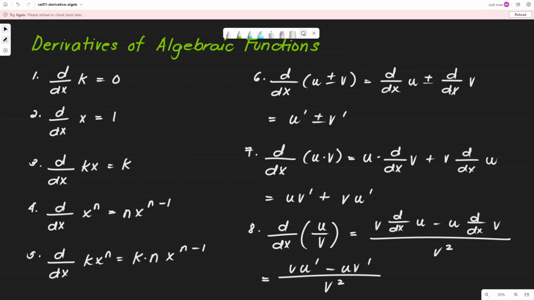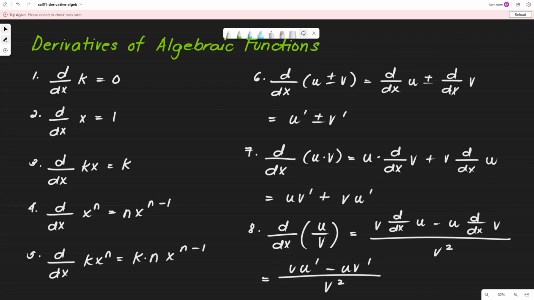Paano kapag functions na yung pinag-uusapan? Let's say I have two functions, u and v, and we are asked to find the derivative. First we have number 6, the derivative of u plus or minus v. This just wants to say na distributable yung ating derivative. So the derivative of u plus or minus v is equivalent to the derivative of u plus or minus the derivative of v, or simply u prime plus or minus v prime.